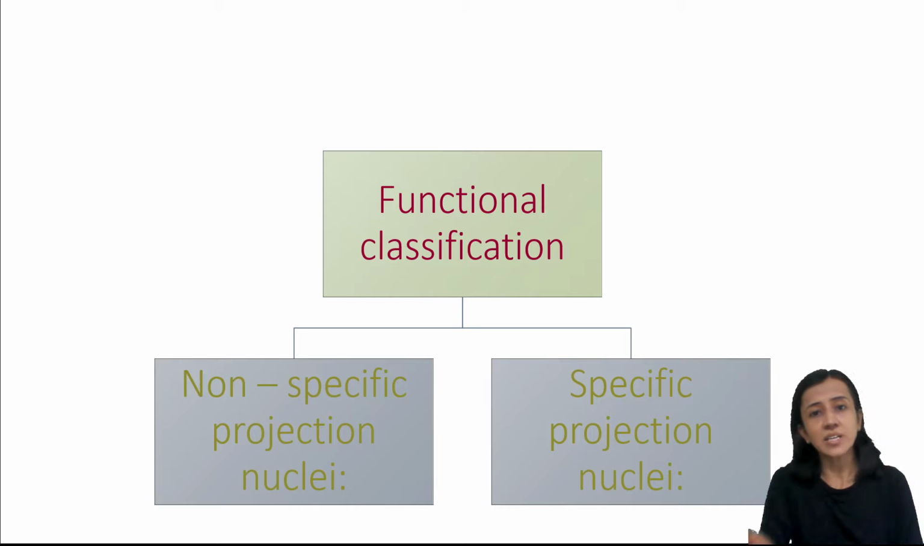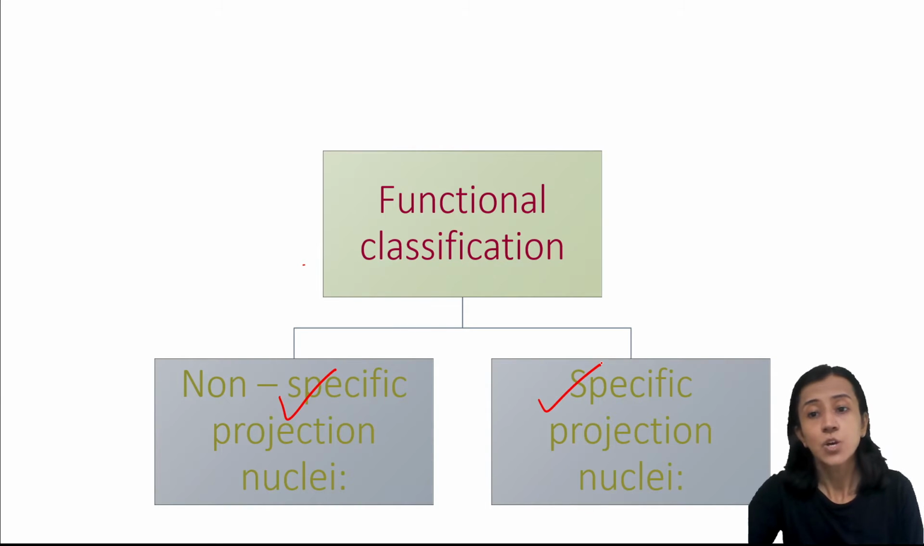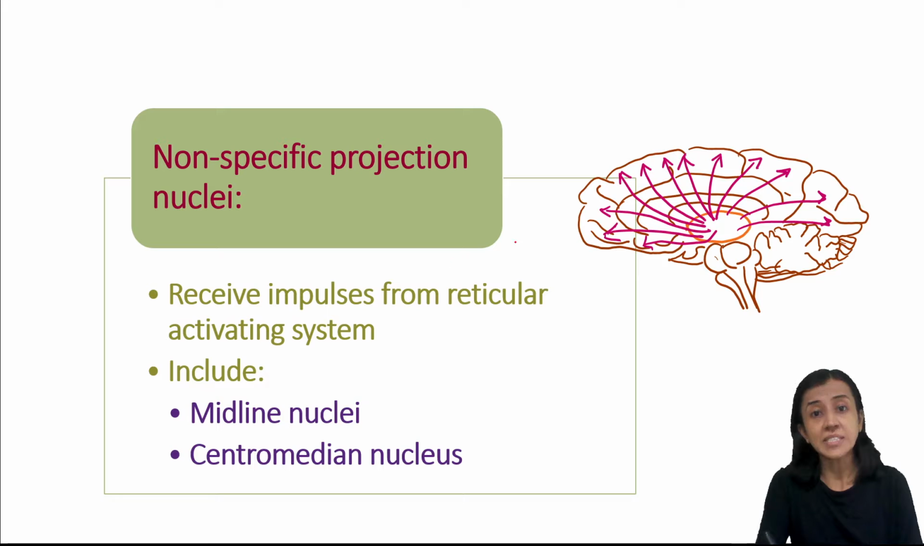So this was anatomical, this is physiological. Functionally or physiologically, nuclei are divided into two groups. One is the non-specific projection nuclei. Their projections are not specific. And the second is the specific projection nuclei. Non-specific projection nuclei receive impulses from the reticular formation, here in the brainstem. From the reticular formation, impulses are given to these non-specific projection nuclei, and through them impulses will be given to all parts of the cerebral cortex.